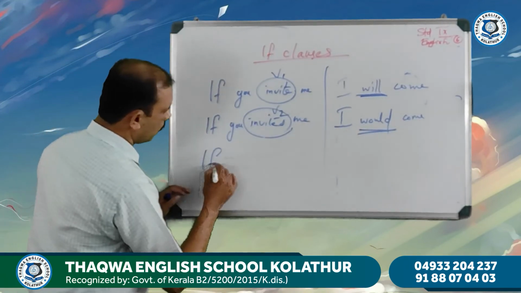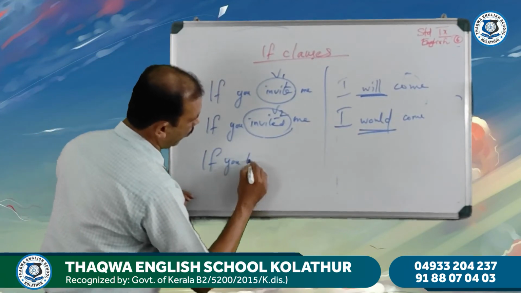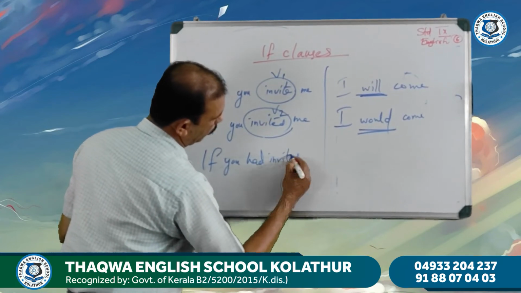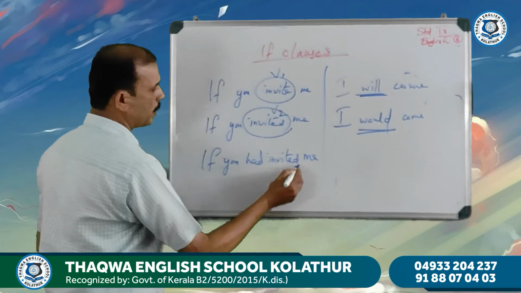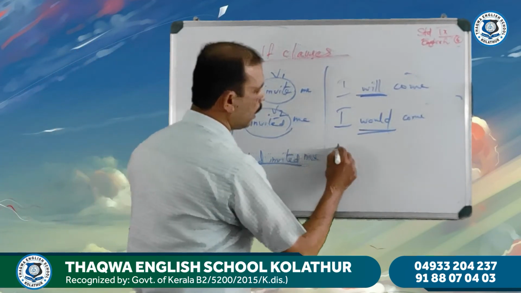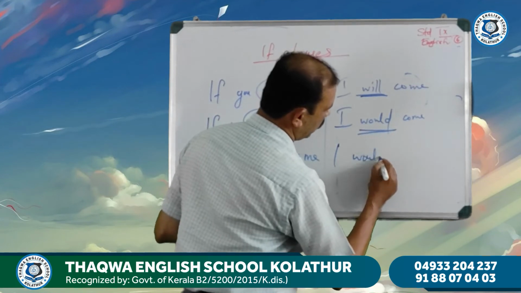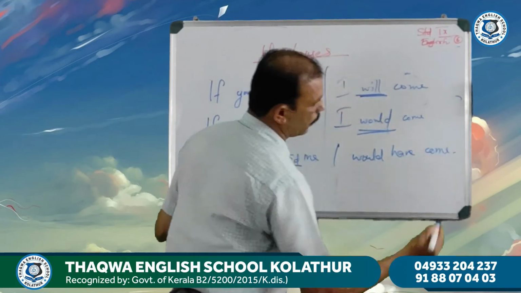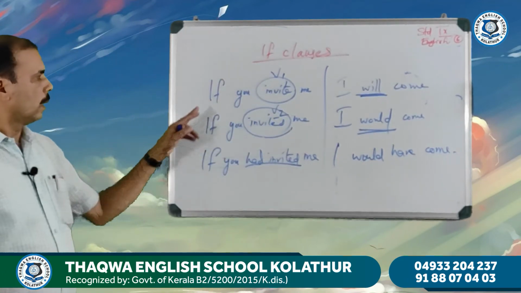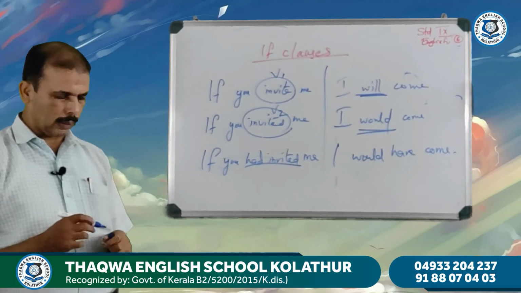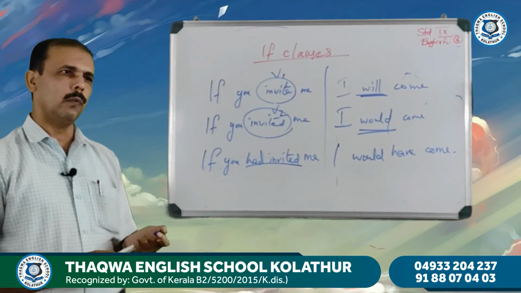One more: if you had invited me. What is the difference? Had invited me, that is past perfect tense. I would have come. Let us look. If you invite me, I will come. It is possible, there is a possibility. If you invite me, I will come.